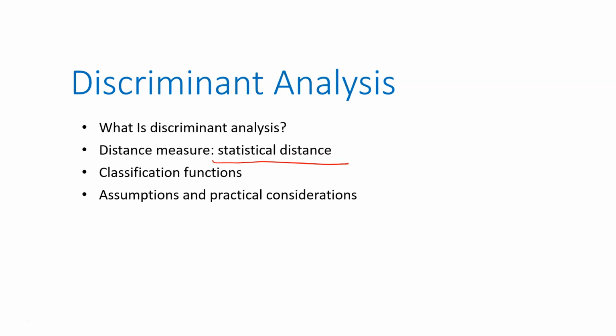Understanding this distance measure, other than the commonly used Euclidean distance, would give you more ammunition when dealing with any analytics techniques that use distance measures. We will then discuss how discriminant analysis classifies observations into classes using what is called classification function, and how the classification functions would lead to predicted probability of class membership.